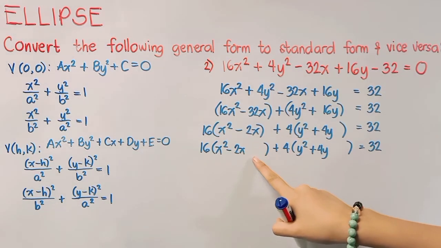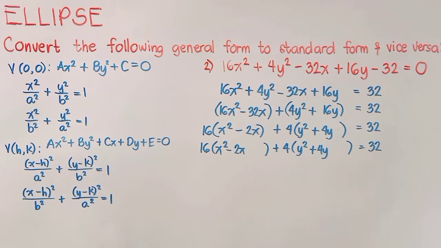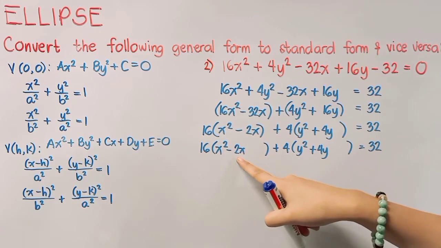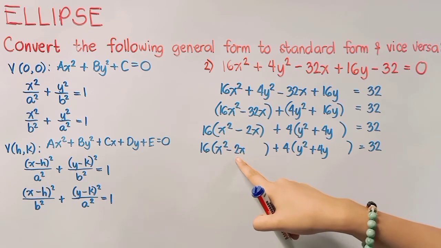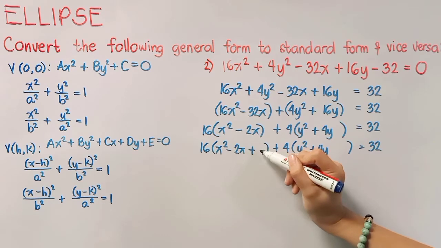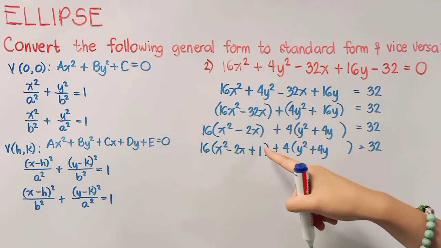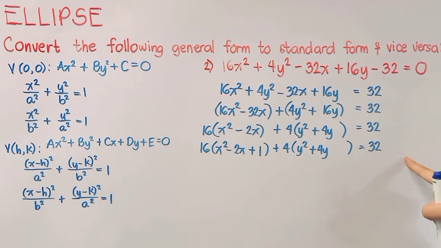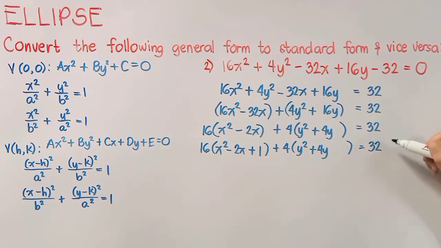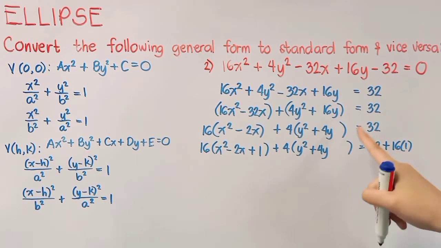Remember that our third term depends on our middle term. We only have to divide our middle term by 2 and square whatever is the result. So negative 2 divided by 2 is negative 1. Negative 1 squared is positive 1. Now remember that if you will place something on the left side, you will also do the same on the right side. Since there's 16 outside, we will add 16 times 1 on the right side.